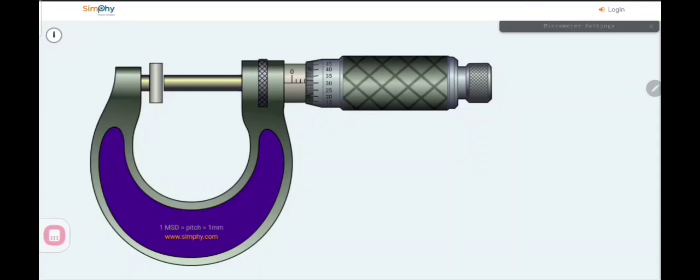1, 2, 3 millimeters. And how to take a head scale division? See, one of the lines on the head scale is coinciding with this reference line. That you have to take as head scale division. In this case, 30. You can see 30 is coinciding. So PSR will be 1, 2, 3 mm. Head scale reading, or head scale division, will be 30.